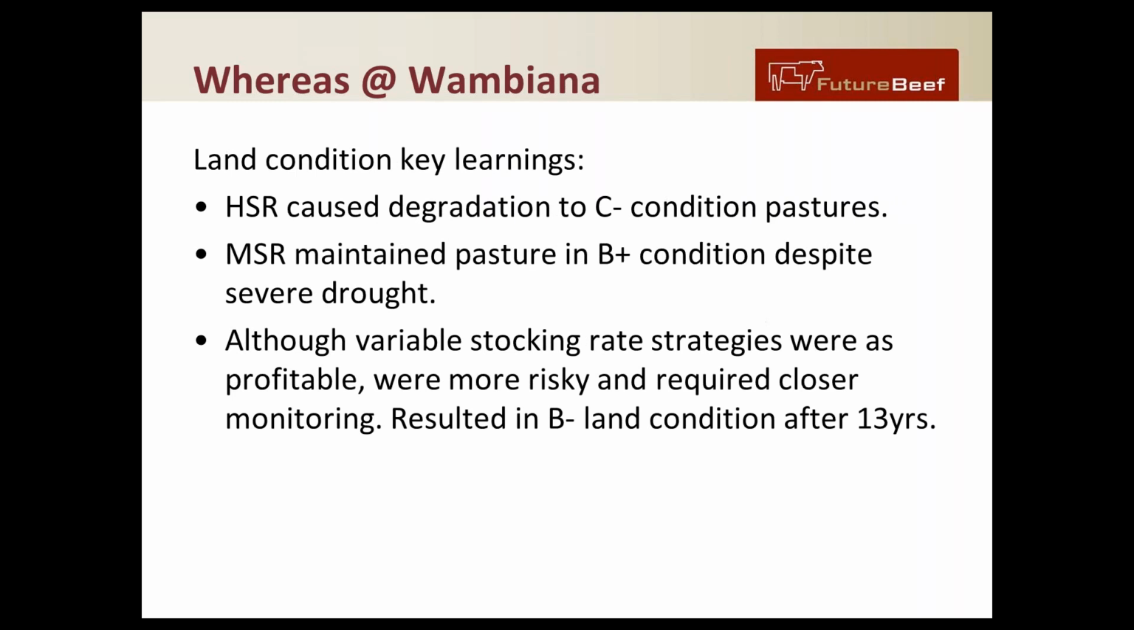Now, the land condition key learnings that they found. Well, this is what I'm most interested in, obviously, but I fully recognise it's all about the interactions. We need to have optimum production of both. So from a land condition front, the high stocking rate, which I neglected to mention, was run at twice the moderate stocking rate, which happened to be the same as the long-term carrying capacity. So the high stocking rate, twice the long-term carrying capacity, caused degradation to the pastures, which started in B+ condition and declined over 13 years into C- condition.